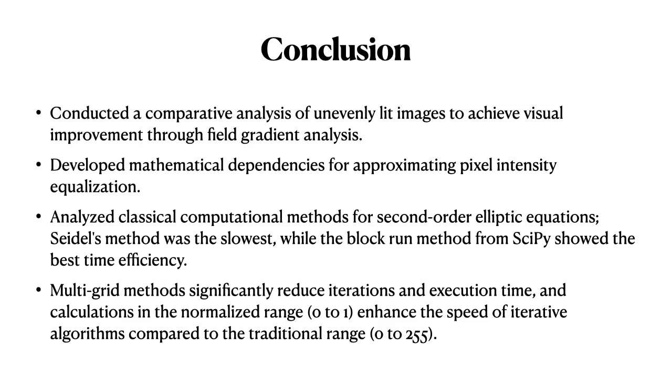Seidel's method performed worst in terms of time, while the block run method with Python's SciPy library performed the best. Multi-grid methods are recommended for improved time efficiency as they reduce iterations. Additionally, calculations are faster when performed in a normalized system where values range from 0 to 1, rather than the classic where values range from 0 to 255.